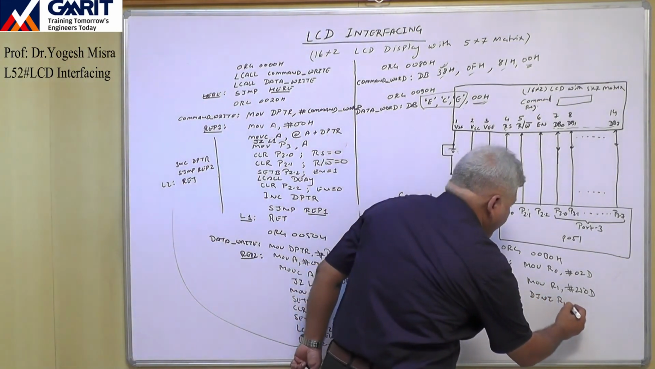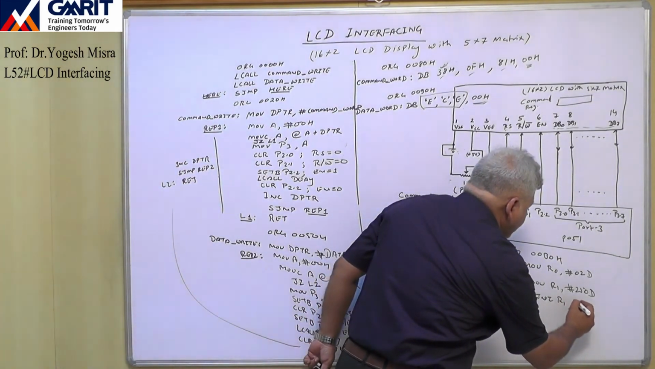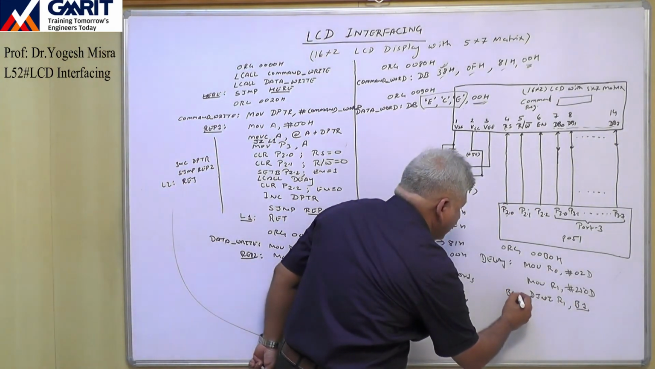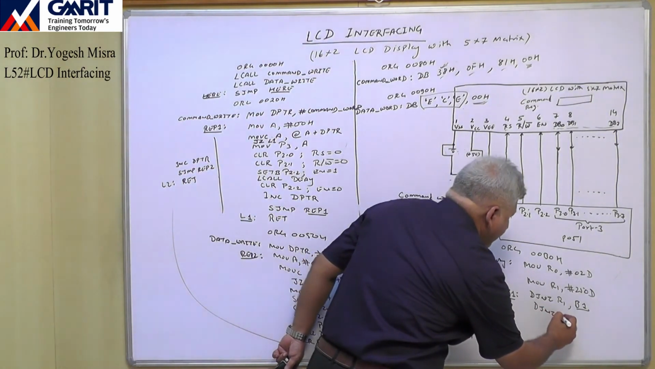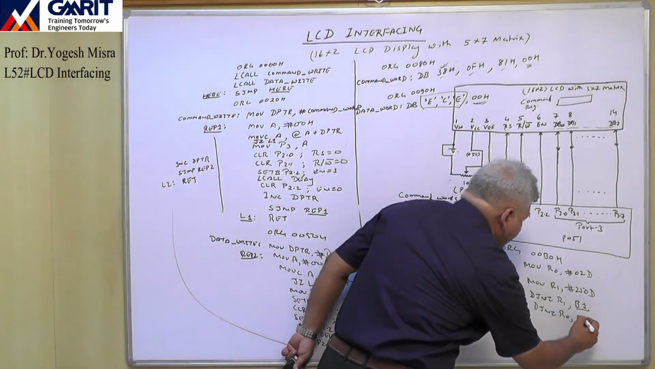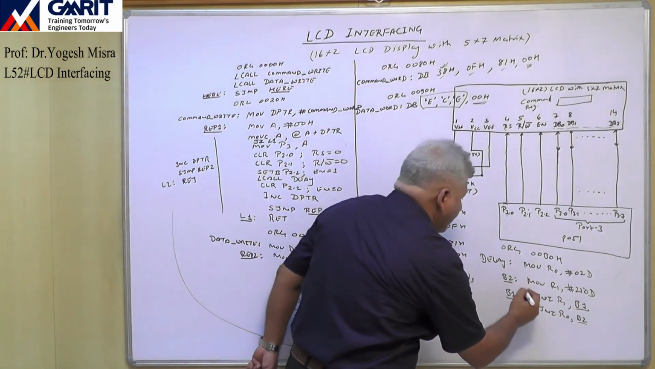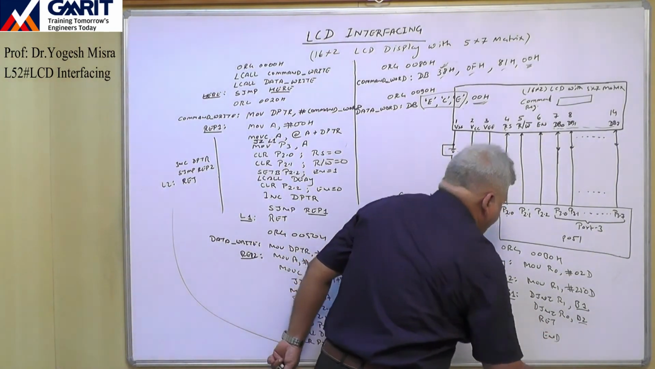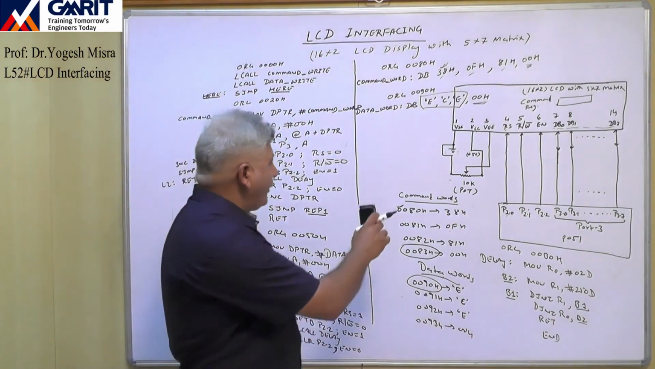DJNZ R1, go to label B1. B1 is this label. DJNZ R0, go to label B2. B2 is this label, and in the last RET and END. So this is the whole program.